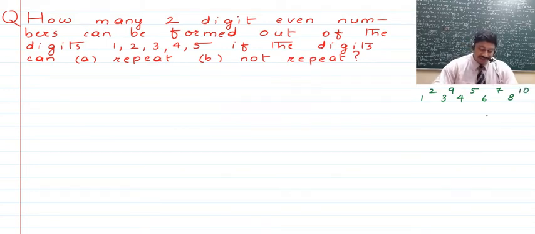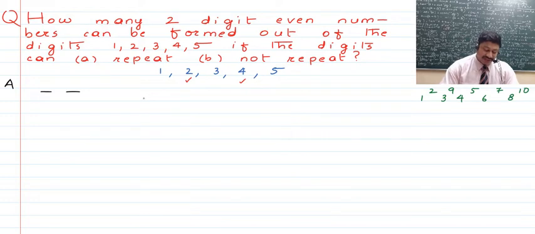How many two-digit even numbers can be formed out of the digits 1, 2, 3, 4, 5 if the digits can A, repeat, B, not repeat, right? So here children, we have 5 digits 1, 2, 3, 4, 5, and remember we require two-digit even numbers. So the first thing that we're going to do here is make 2 spaces which will represent the digits which can be taken to make the two-digit number. Now as even numbers are required, out of the numbers 1, 2, 3, 4, 5, we are just left with 2 digits which can form even numbers, that is 2 and 4.